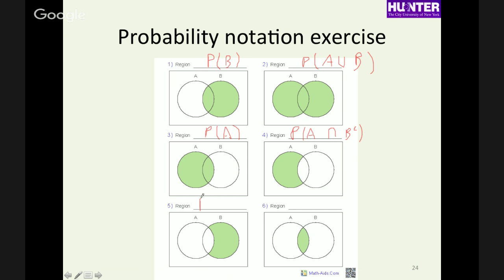Okay, and this one? B intersection with what? Yeah, with A complement. Good. Okay. And last one, yeah, intersection of A and B. So A intersect with B, or probability of B intersect with A, doesn't matter. Same up here, it could be probability of B union A, doesn't matter. So in those cases, the order does not matter. All right, got it?